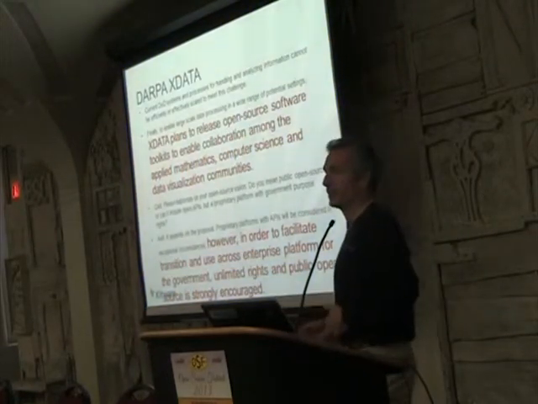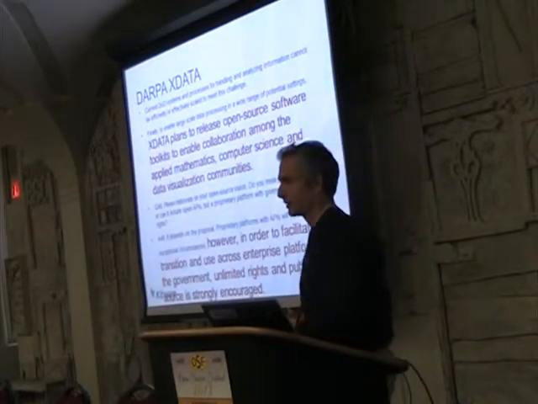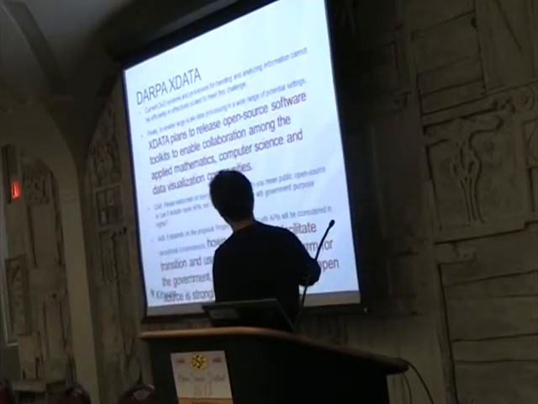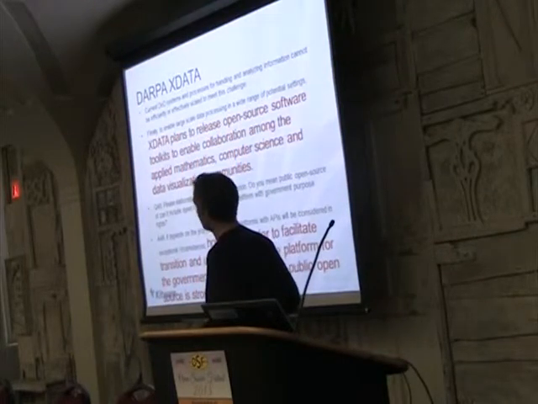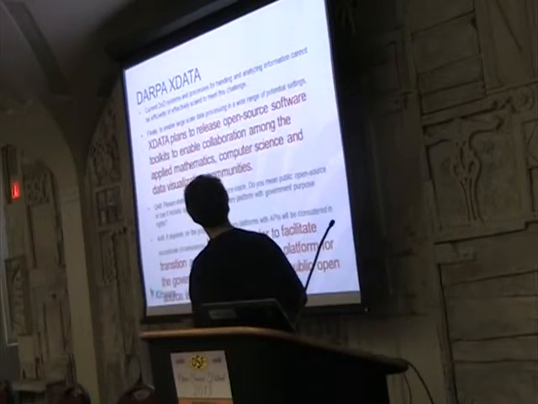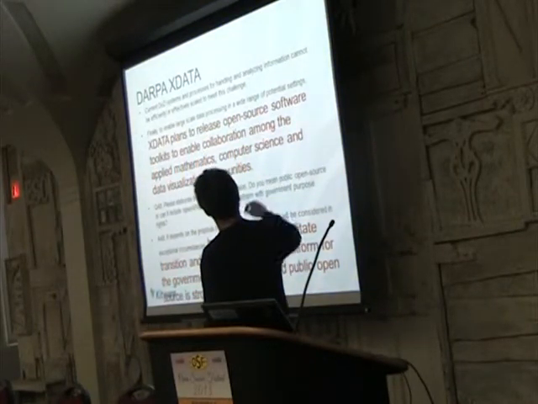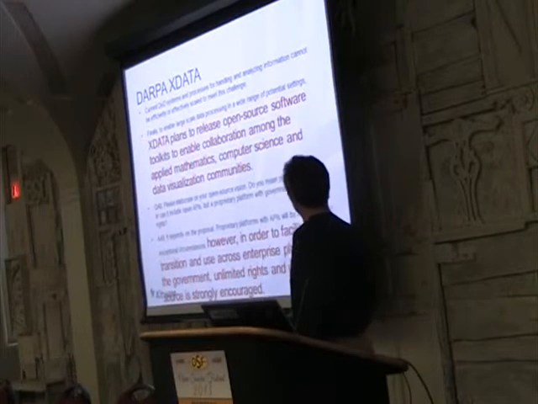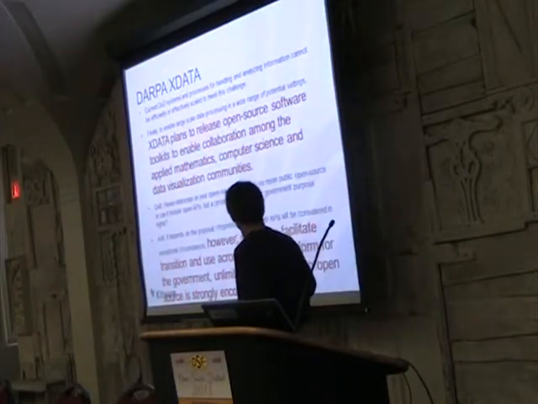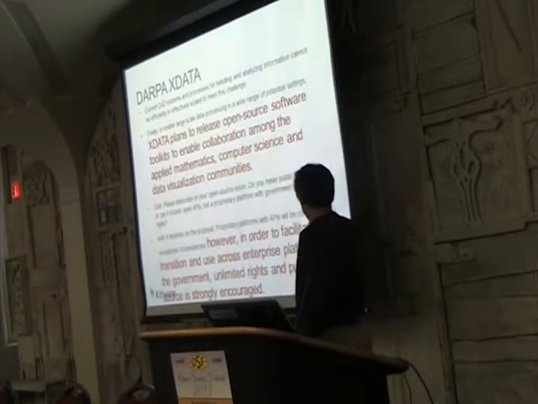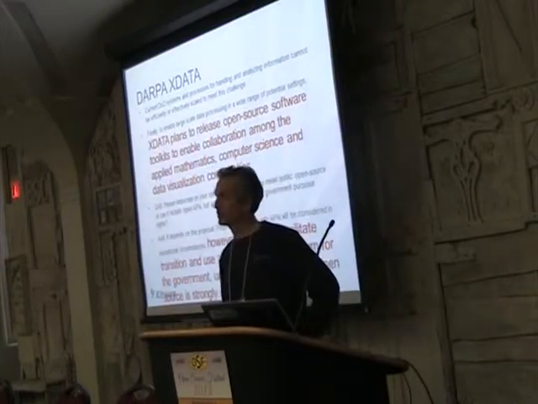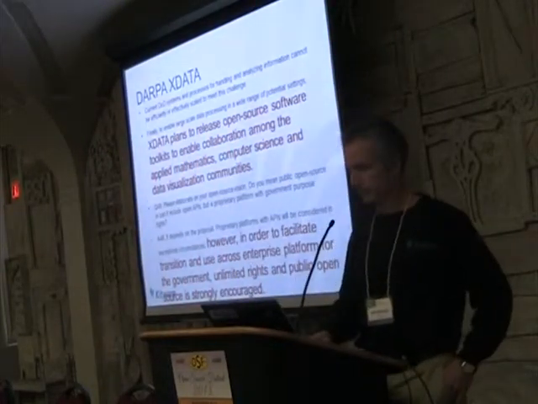A project that Kitware became part of from DARPA, called XData, is a project for doing information visualization. And this was in the call for that proposal, which you wouldn't expect from something like DARPA. You think secret projects going on all over the place. It plans to release open source software toolkits to enable collaboration among applied mathematicians, computer science, and data visualization communities in order to facilitate the transition and use across enterprise platforms. Unlimited rights and public access, open source is strongly encouraged.